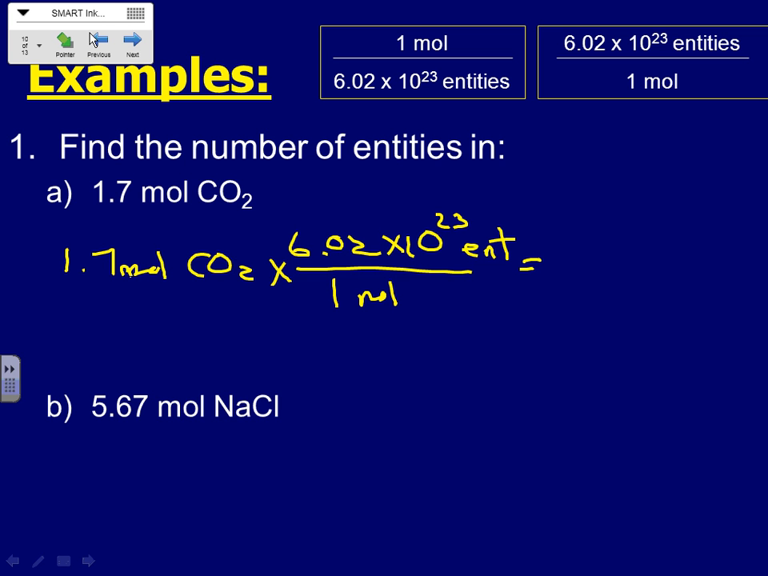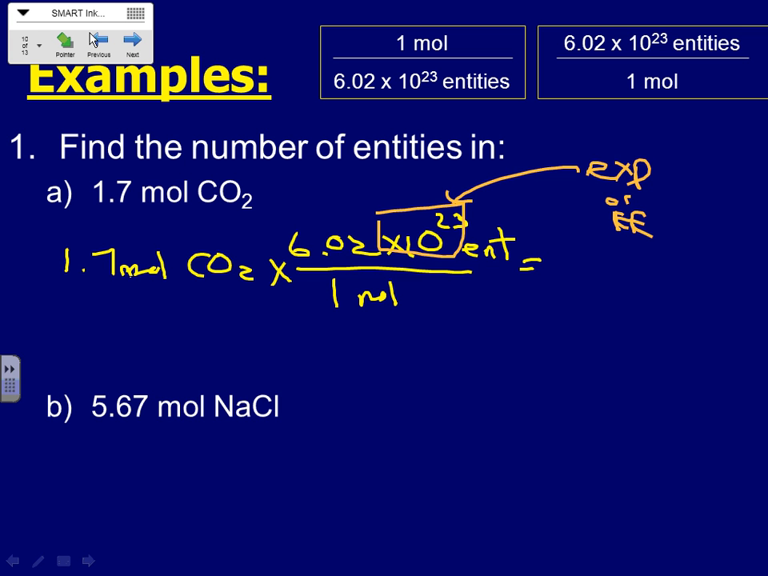Okay. So here's how you're putting it in. 1.7 times 6.02. Then press the EE or EXP button. Then press 23. And then you could press divided by 1, but you really don't need to do that because dividing by 1 doesn't do anything.